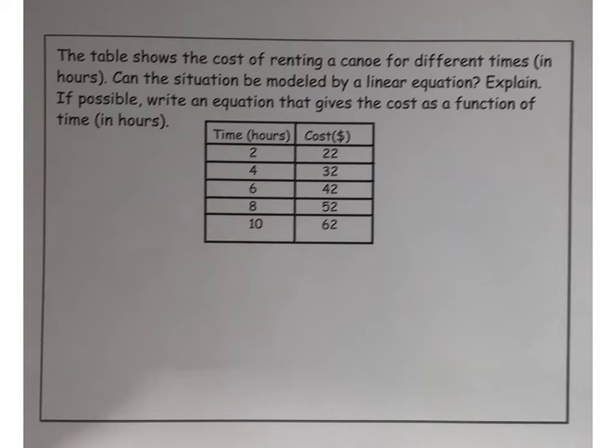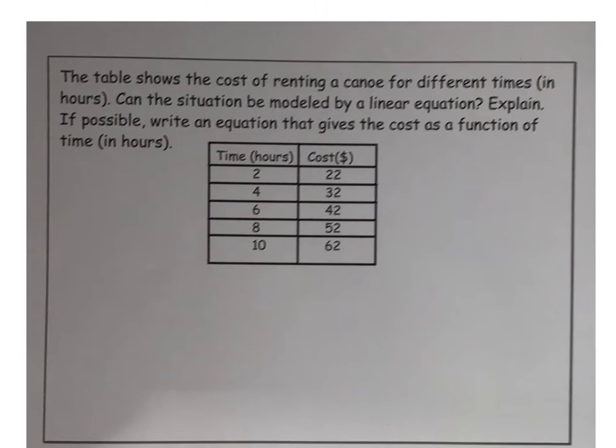So here's the next problem, and it says the table shows the cost of renting a canoe for different times in hours. Can the situation be modeled by a linear equation? Explain if possible. Write the equation that gives the cost as a function of time in hours. So again, the amount of time is going to be our x value, and the cost is going to be our y value.